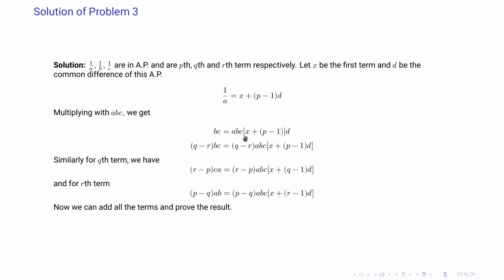Now we multiply this whole thing with Q minus R. So we get (Q minus R) into BC is equal to (Q minus R) ABC into (X plus (P minus 1) into D). Similarly, for the qth term, we will have (R minus P) into CA is equal to (R minus P) into ABC multiplied with (X plus (Q minus 1) into D). And for the rth term, we will have (P minus Q) into AB is equal to (P minus Q) into ABC multiplied with (X plus (R minus 1) into D).